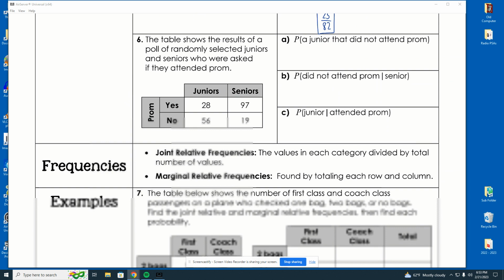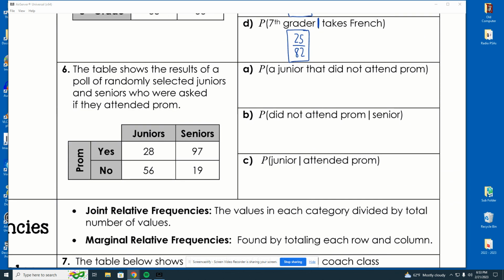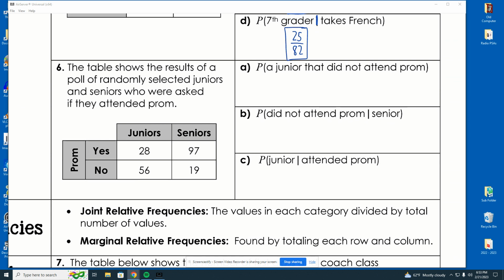Okay? Let's do one more problem, number 6, and then you can go at your homework. It says, what's the probability a junior that did not attend prom? That's good reading, Brad. So again, does it have a given that? No. So I am not narrowing down my field here. So I'm looking at this whole thing, okay? Well, they didn't tell me how many was actually polled here. So I just need to add them all up. So grab your calculator and just go 28 plus 97 plus 56 plus 19. I think that all adds to 200.